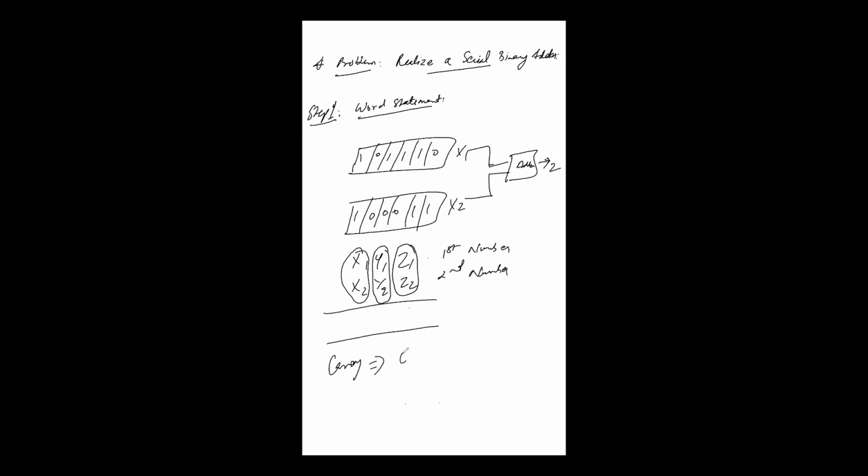Carry can be 0 or carry can be 1, right? This is only the two possibility. Either the carry can be 0 or carry can be 1. So these are the two possible states. You have to check these conditions. Carry can be 0, carry can be 1 in each of these cases, right?